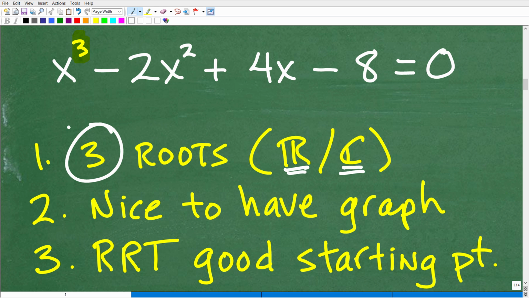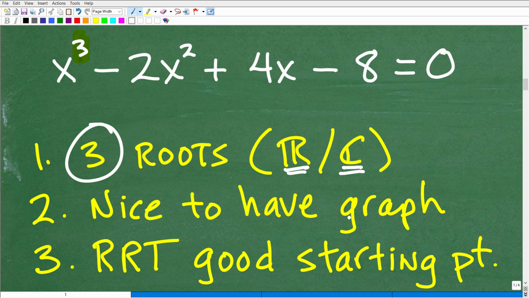Now, the second thing is it's definitely nice to have the graph, okay? Let's suppose your teacher says, yes, you can use a graphing calculator. You definitely want to take a look at the graph because the graph can give you hints. Anywhere the graph crosses the x-axis are locations of real number solutions, real roots, okay? So the graph is super valuable. You definitely need to know how to use a graphing calculator, but we're not going to use this. It is definitely nice to have the graph.